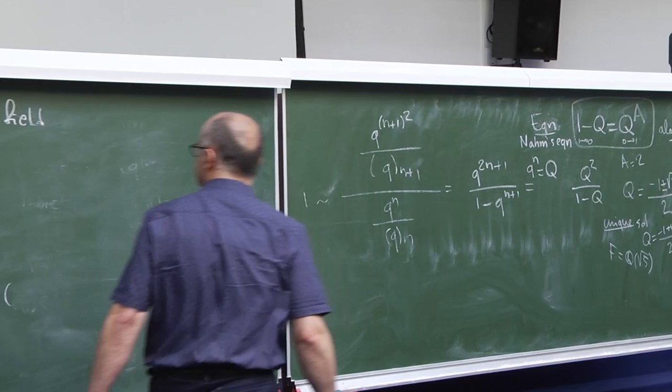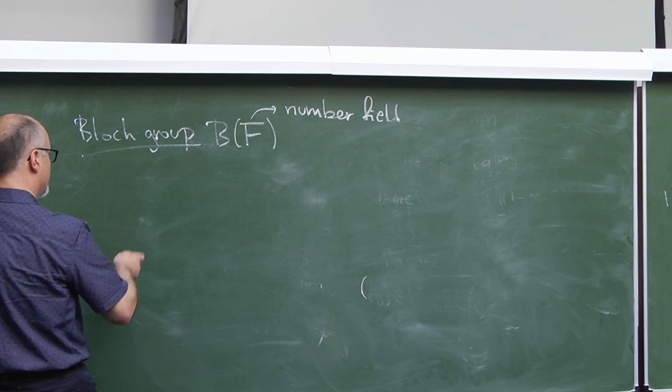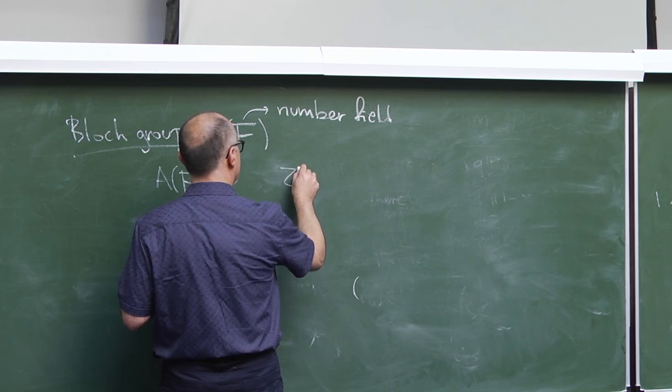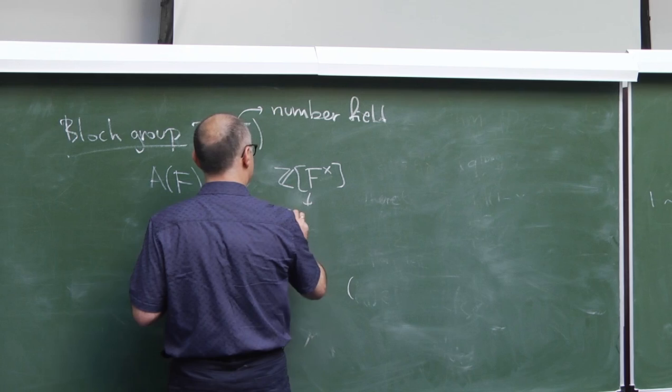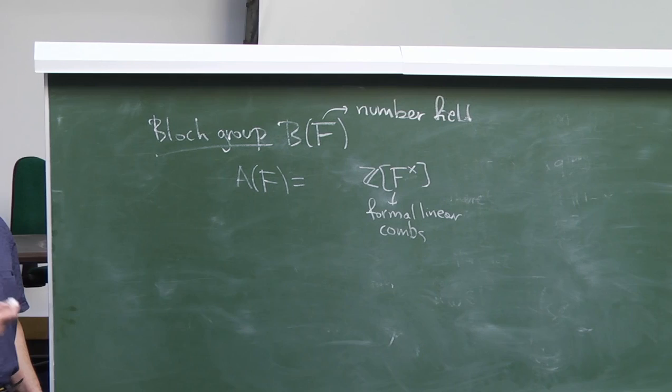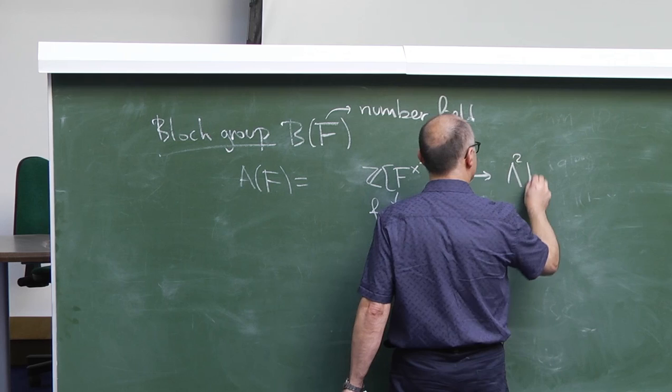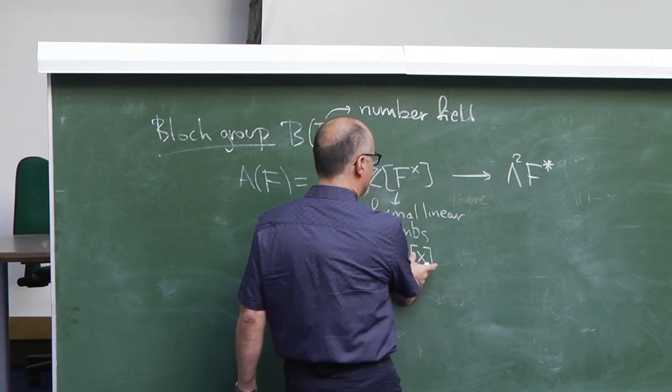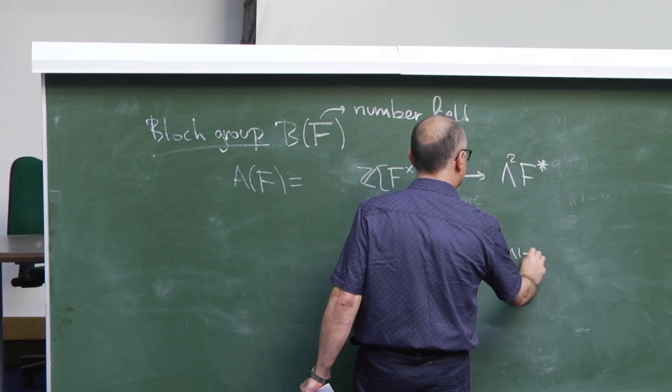Okay, so it's defined using symbols. First we look at the set of all formal linear combinations with integer coefficients of non-zero elements of the number field, and you map these into the second exterior power of F star under the map that sends the linear combination of the element X to X wedge 1 minus X. And then we take the kernel of that map.